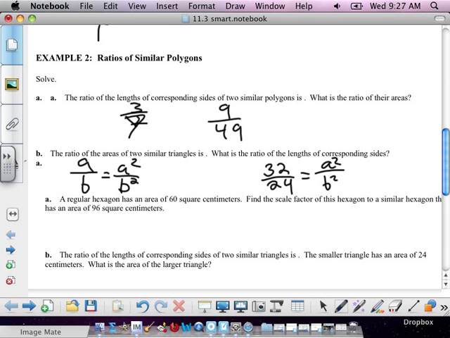So I'm going to take the square root of 32 and the square root of 24. The square root of 32 is 5.66. And the square root of 24 is 4.89.